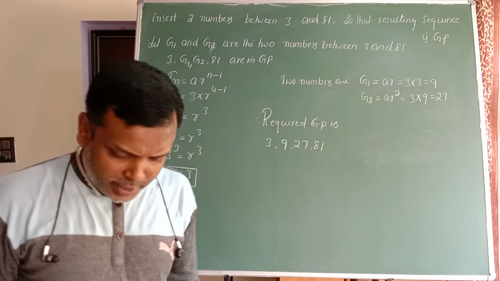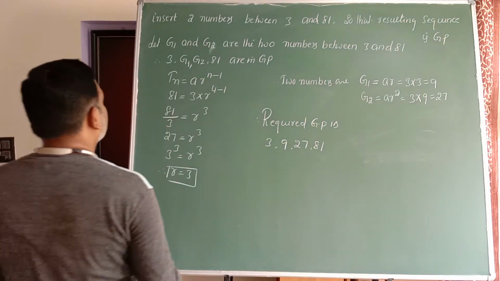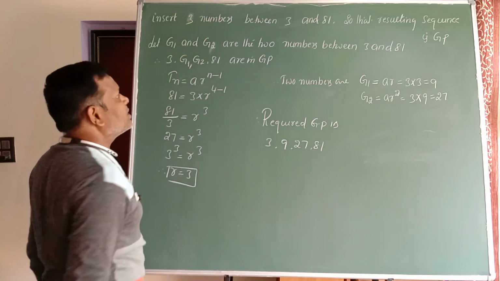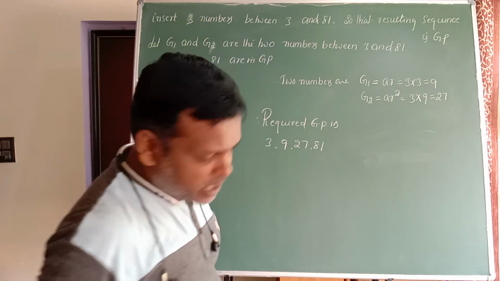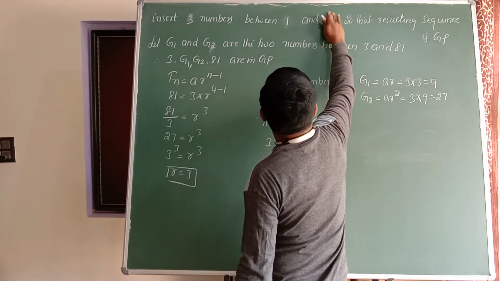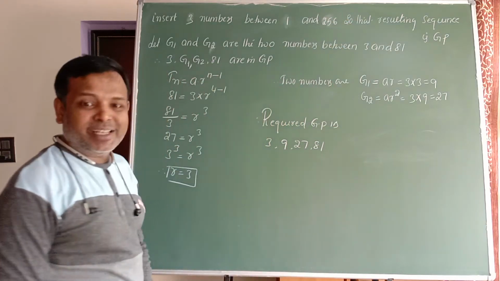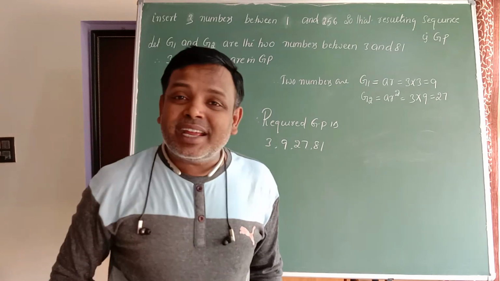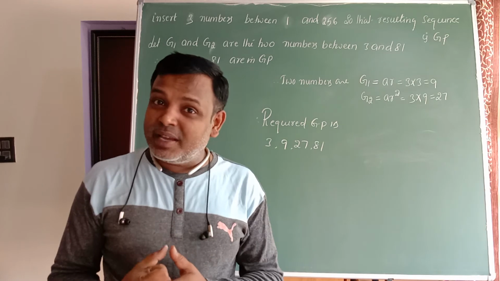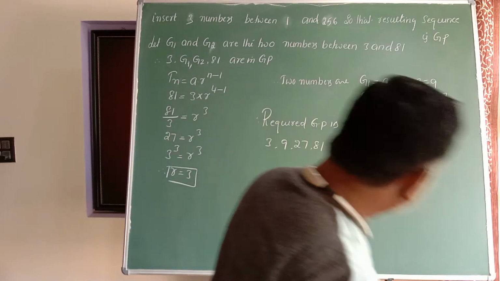This is the way. Got my point? So we'll go with another thing. Insert 3 numbers between 1 and 256, so that the resulting sequence is a GP, is the question. When we are inserting some numbers between any numbers and the resulting sequence is a GP, the inserted numbers must be geometric means. How can we do this one?